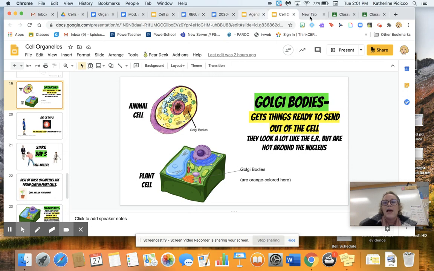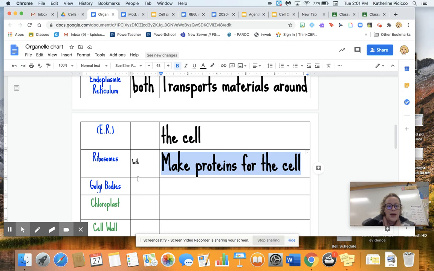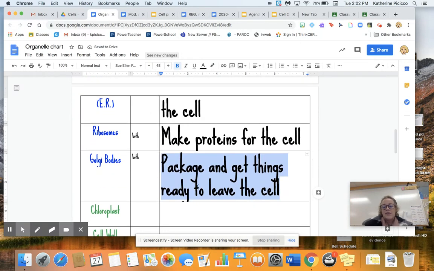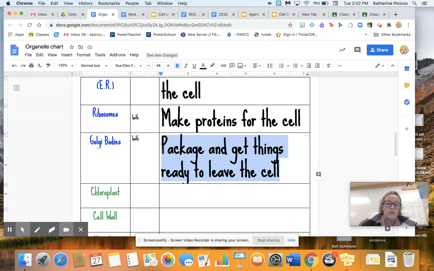So let's rock our last notes. Here we go. Okay, Golgi bodies are in both. Okay, Golgi bodies, we'll say package and get things ready to leave the cell. So before things are shipped out and leave the cell, they go through the Golgi bodies and are kind of organized there. So they package and get things ready to leave the cell, and they're in both cells. So everything that we've talked about so far exists in animal and plant cells. Pretty crazy since we look so different.